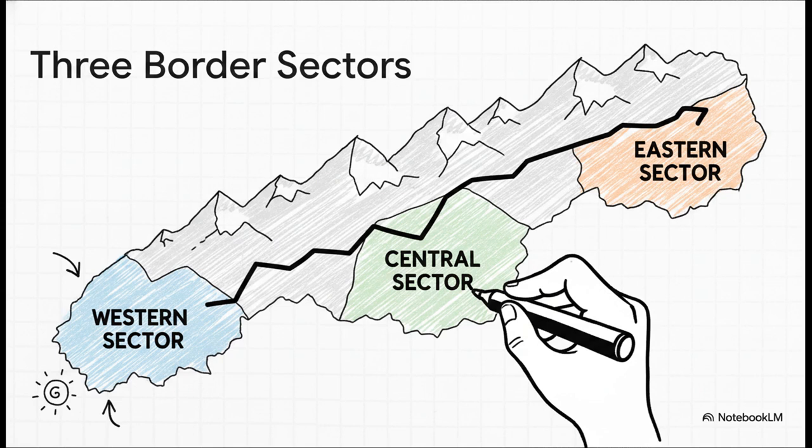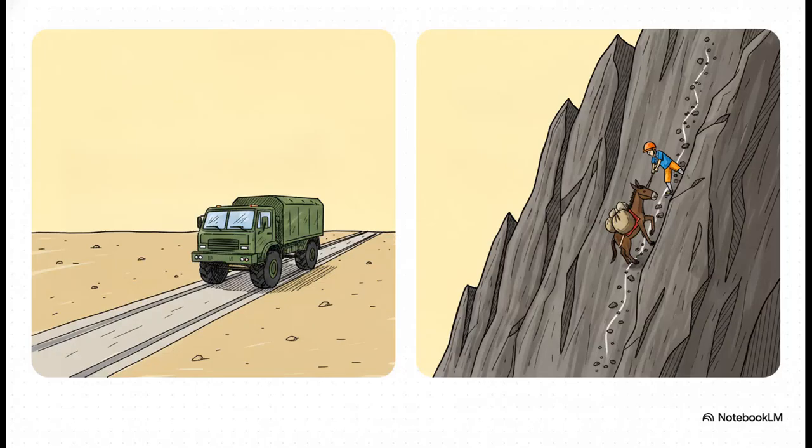To really grasp the operations of 1962, we have to look at the entire chessboard. This immense 2,400-kilometer frontier basically breaks down into 3 distinct operational sectors. First up, you have the western sector, centered right around the rugged terrain of Ladakh. Next is the central sector, covering Uttarakhand and Himachal Pradesh. And finally, the eastern sector, historically known as the Northeast Frontier Agency, or NEFA, which maps to modern-day Arunachal Pradesh. Every single one of these sectors presented entirely different, absolute operational nightmares for the forces involved.